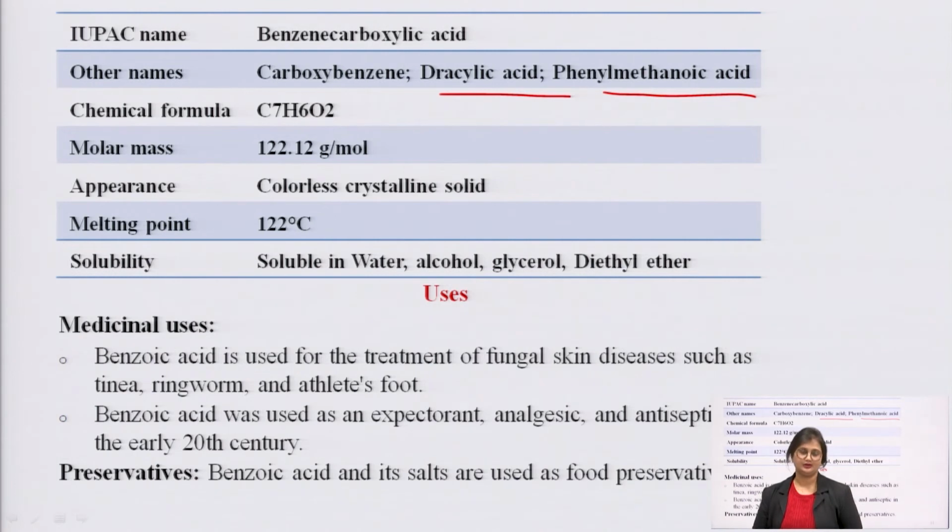Now, moving on towards uses of benzoic acid. First, let us focus upon its medicinal use. Okay. So, benzoic acid is used for treatment of fungal skin infections such as tinea infection, ringworm infection, and a condition called athlete's foot. Benzoic acid is also used as an expectorant in cough preparations. It is used as an analgesic. It is also used as an antiseptic. The antiseptic use of benzoic acid dates from the 20th century.